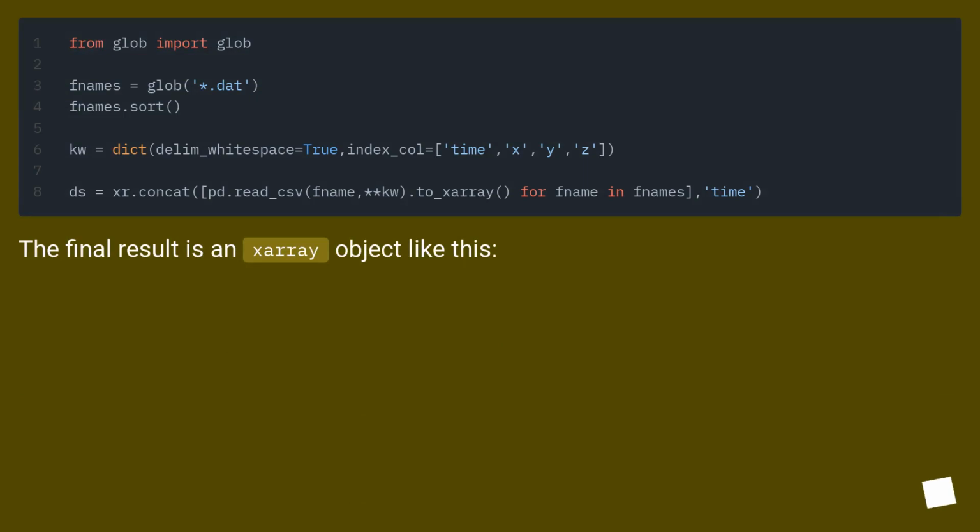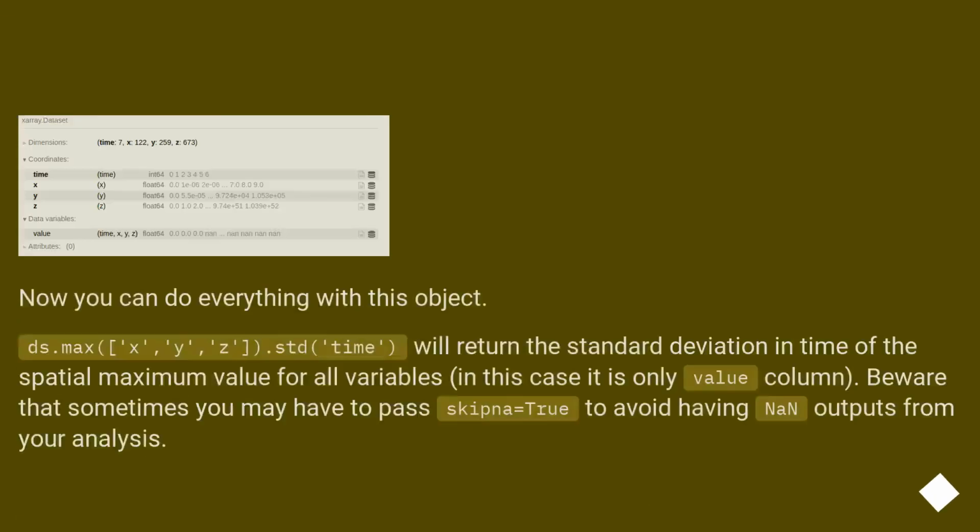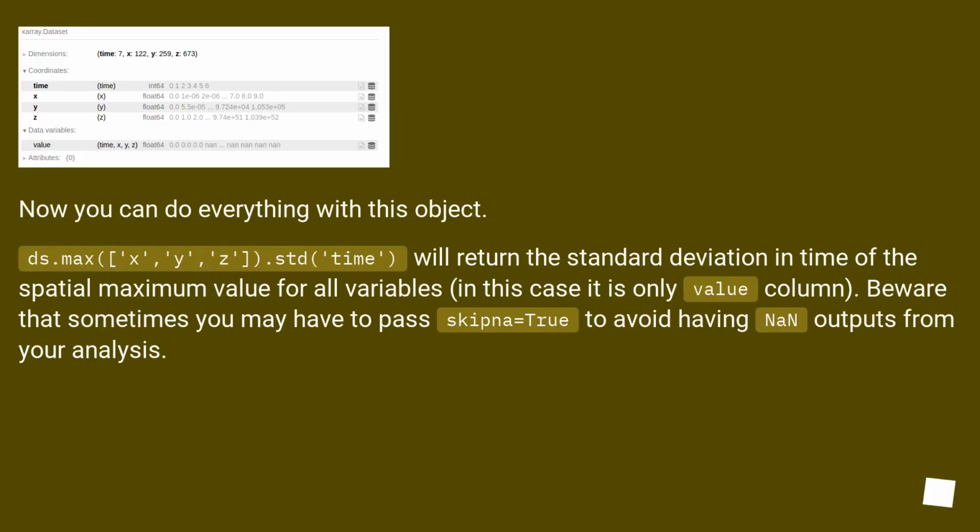The final result is an Xarray object like this. Now you can do everything with this object. ds.max(x, y, z).std(time) will return the standard deviation in time of the spatial maximum value for all variables. In this case, it is only the value column. Beware that sometimes you may have to pass skipna=True to avoid having NaN outputs from your analysis.